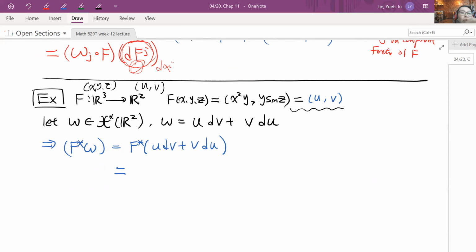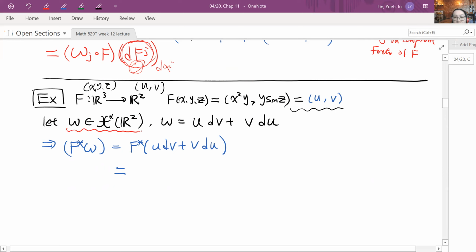Now I want to compute the pullback of this covector field on R2. Because it's in R2, the one I pick is u times dv plus v times du. So let's see what the pullback of this w looks like. Because it goes from R2 back to R3, the result should be some covector field in terms of x, y, and z. I should say in terms of dx, dy, and dz.